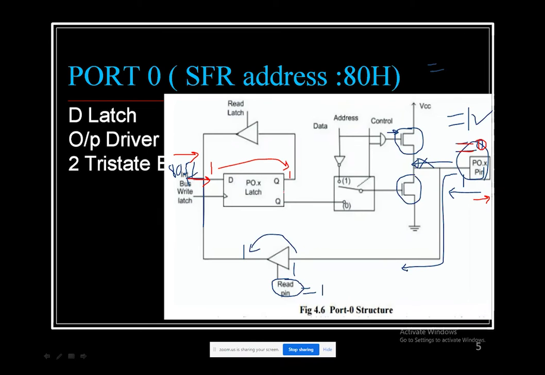It is Q, and Q bar is also connected over here. As it is 1, here you will get the output Q bar as 0, which is going and will reach as a 0. At this moment, this control logic is playing an important role.